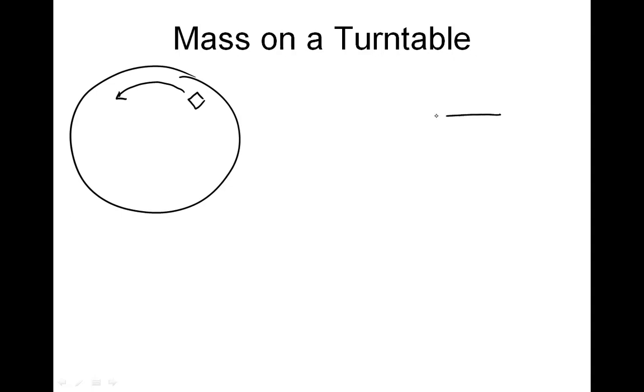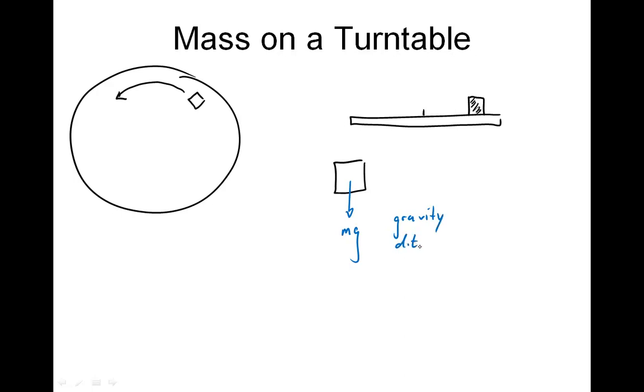If I do a side view, then the turntable might look something like this, and here's the mass on top of the turntable. The center of curvature is going to be right there in the middle of the turntable. So let's draw a force diagram on that mass. We know that there is a gravitational force, and that's going to be pointing down. As in the past, that's gravity due to the Earth, and that's acting on the mass.